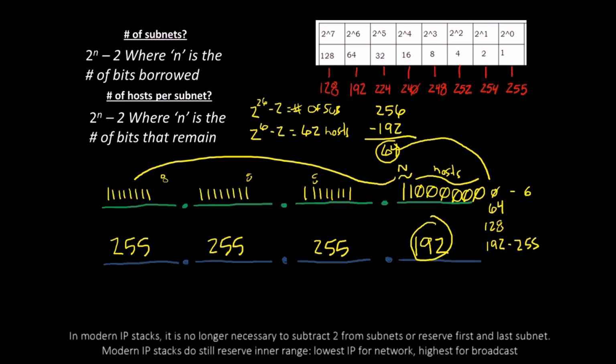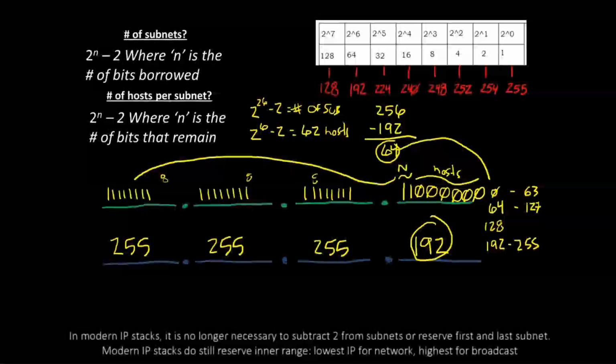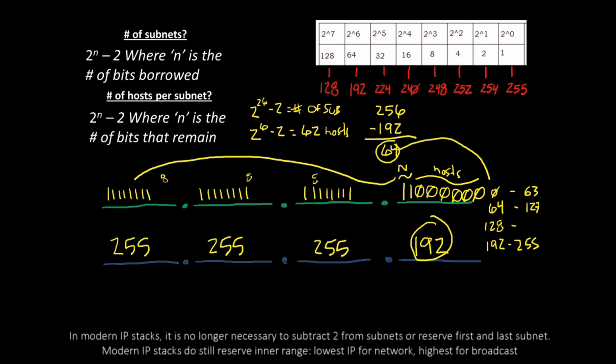0 to 63, filling in the blanks here. 64 to 127, and 128 to 191. Now again, the bottom and the top are always reserved, so this range right here is reserved, and this one is as well. And also on each subnet, the top and the bottom are reserved. So that makes my actual range 65 to 126 and 129 to 190.